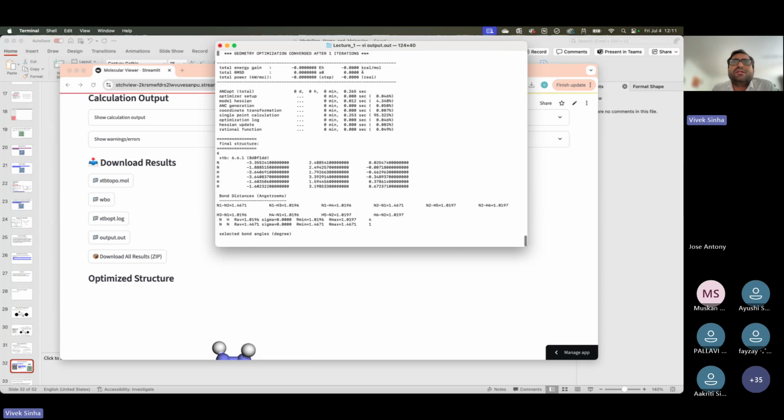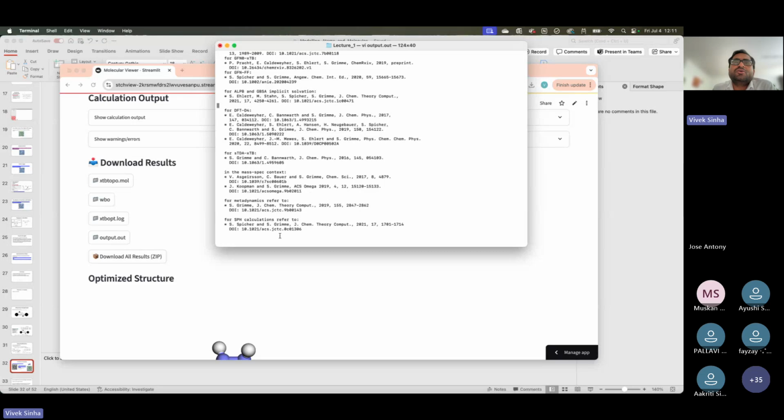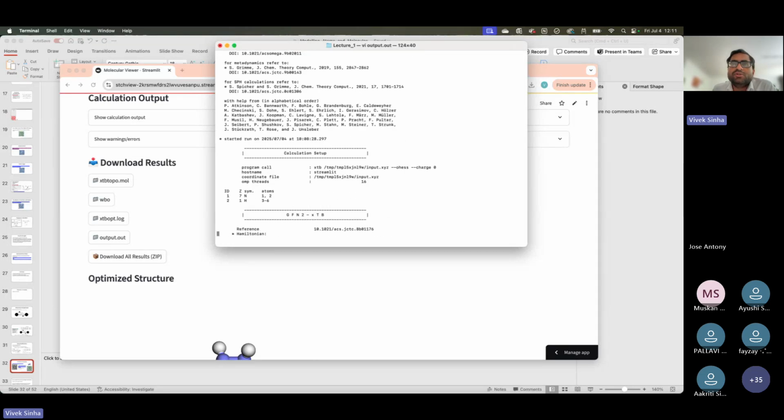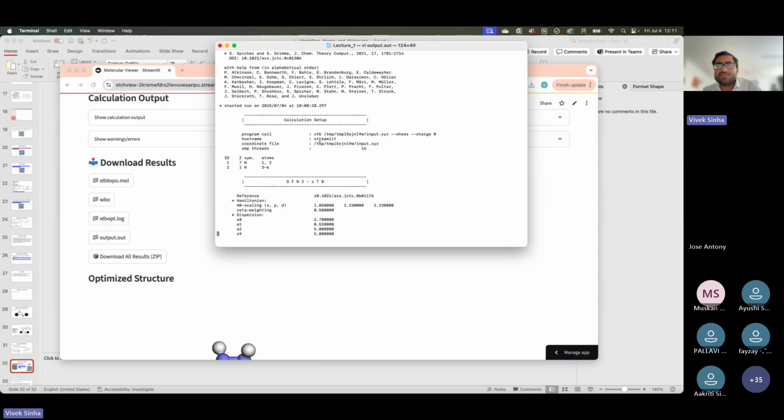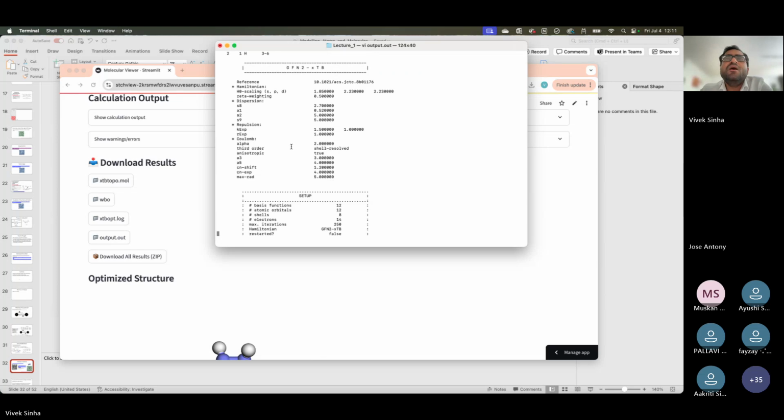There are lots of things that it does. Maybe I can walk you through it. So it has lots of references. If you use it, cite it. It gives you the calculation setup that you did. And then it says, in the beginning of the system, what kind of interactions it has.